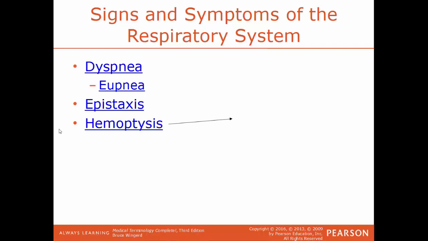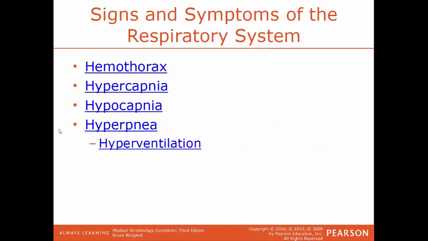We're going to break this term down. Hemo means blood. Ptisis means to cough up. So this term literally means to cough up blood. Your next term, hemothorax. This is where blood will build up within the pleural cavity, which is the area in the thorax and the thoracic cavity.